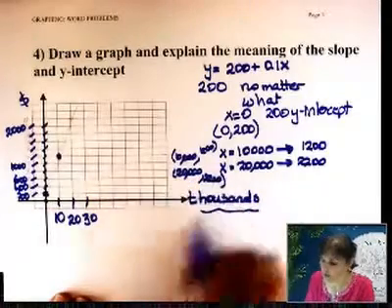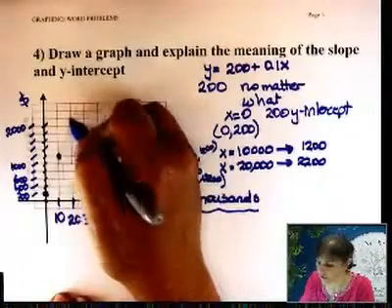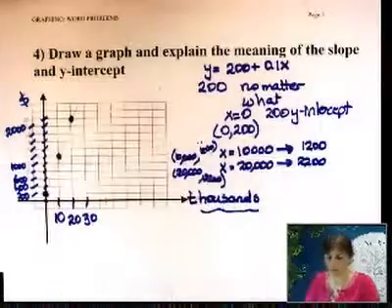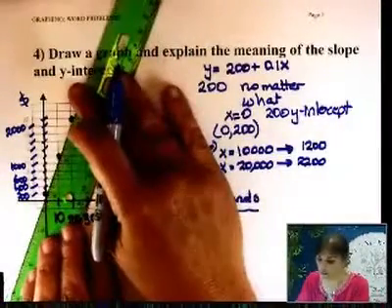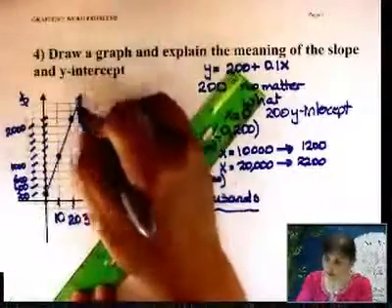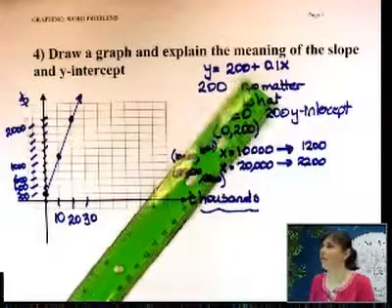This is my X, this is my Y. When he sold 20,000, he made 2,200. 2,200 is around here. Guess what? I have 3 points. I can draw a line. I actually need 2 points to draw a line, but it all makes sense. And the more he sells, the richer he gets.